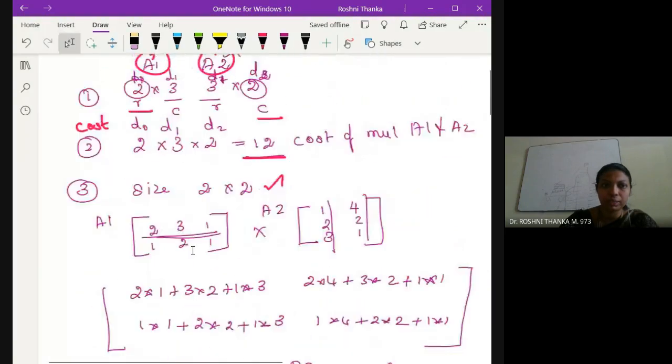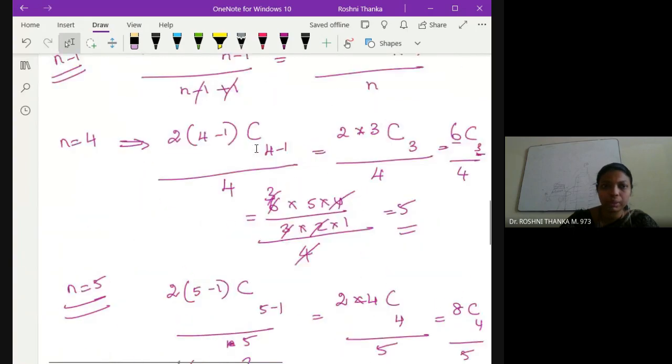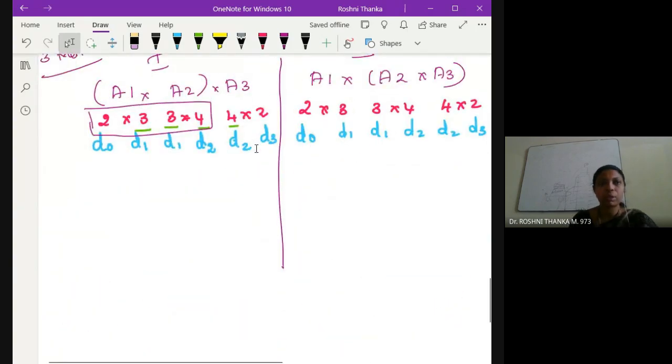So now you know how to find the cost. How will you find the cost? This row into, from this you take any one, and from this. So 2 into 3 into 2. Similarly, for here, how will I find the cost? I have to multiply 2 into, from this 2, I have to take 1. So 2 into 3 into 4. This is the cost of multiplying A1 and A2.